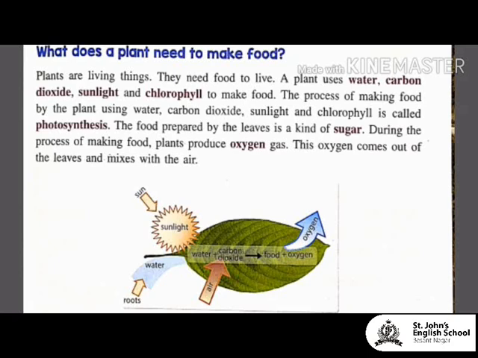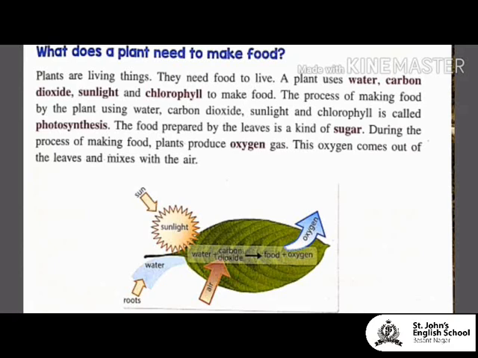Do we prepare our own food? Does our body prepare its own food? No, we depend on plants and animals for our food. But plants depend on the non-living things existing in the environment, like sun, carbon dioxide, water, to prepare food. And since plants prepare their own food, plants are called producers. Do you know that? Plants prepare their own food, so they are called producers.